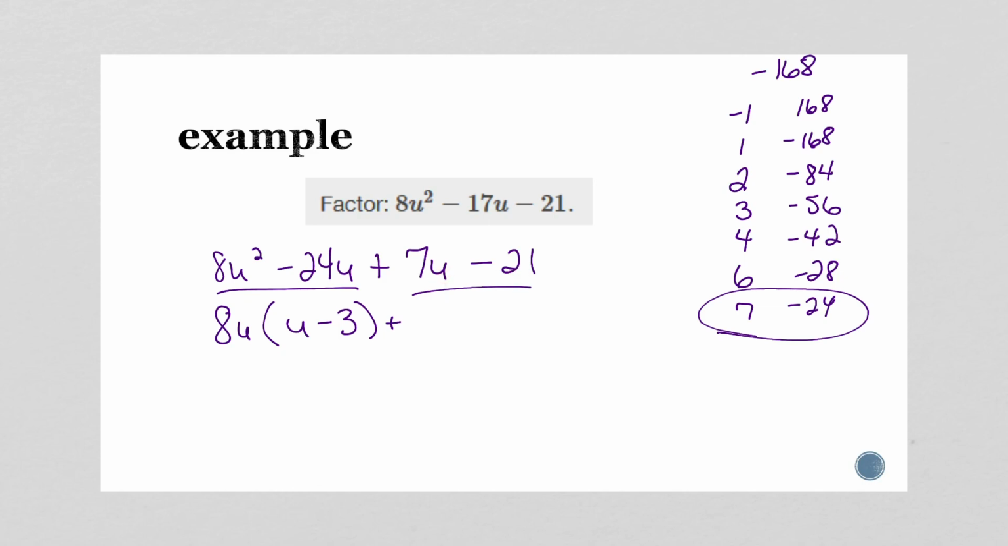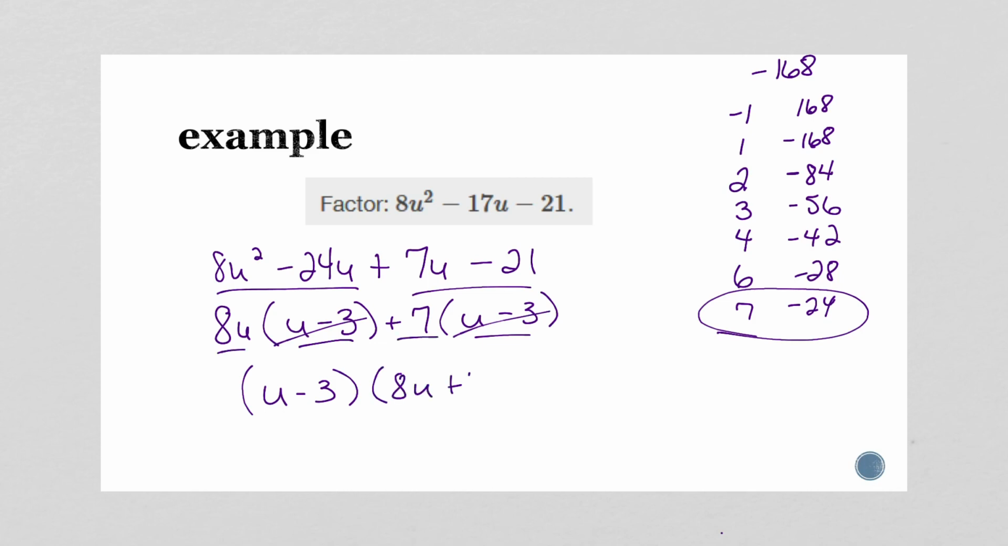And what do these two terms have in common? They have a 7 in common. What times 7 would give you 7u? U. And what times 7 would give you negative 21? Minus 3. Okay? And notice this matches this perfectly. That's good. If it doesn't, remember you either A, factored incorrectly, or B, it doesn't factor. So now what are we left with? There we go. And it's factored now.